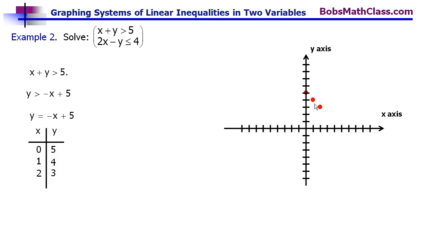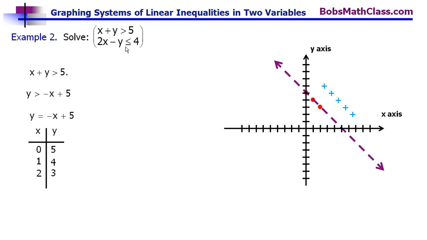Here's (0, 5), (1, 4), and (2, 3). Now we're going to draw a dashed line because there's no equal sign. And then it's greater than, so we're going to shade above. What I'll probably do is put some little marks on this side just to show that above is this region over here. So here's some little plus signs just to show that the desired region for this inequality is above the line right here.